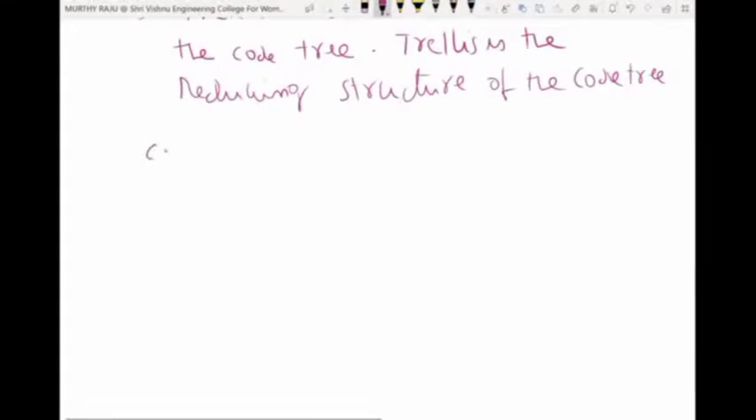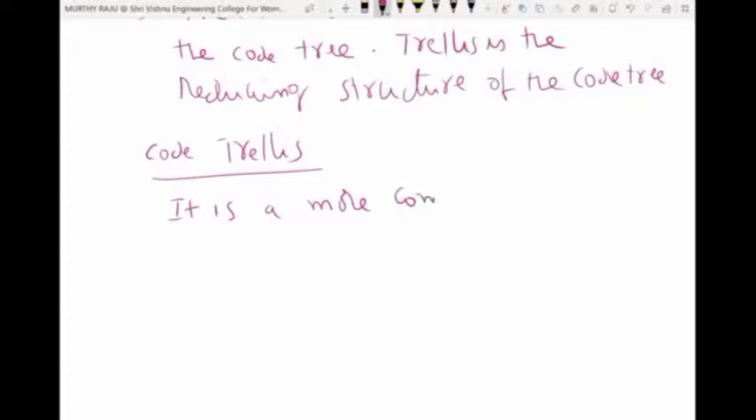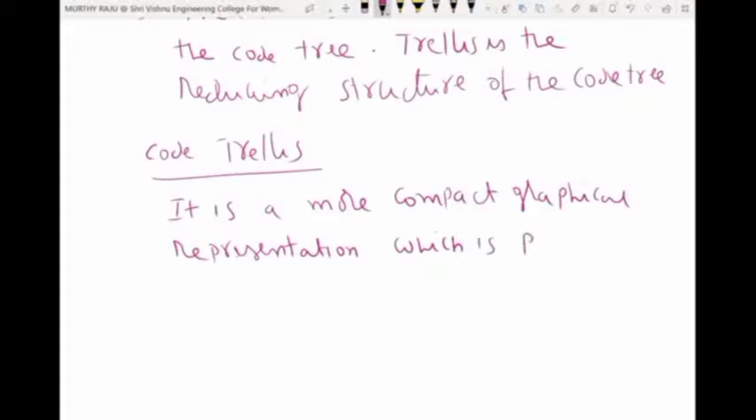Next heading, code trellis. It is a more compact graphical representation, which is popularly known as trellis.